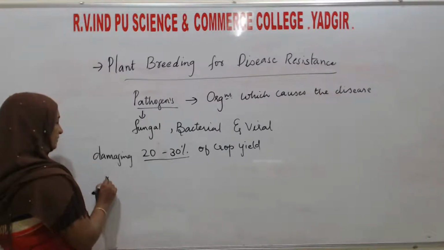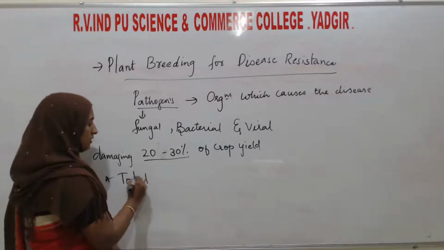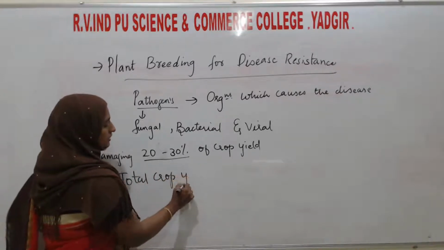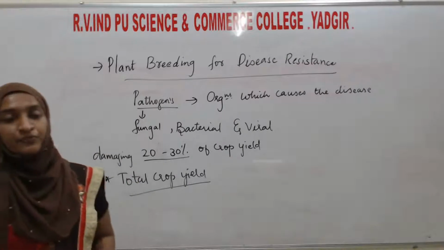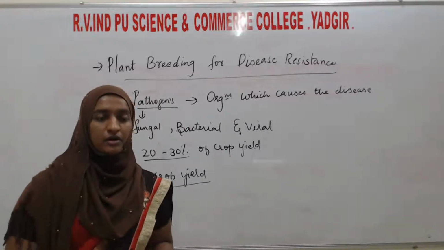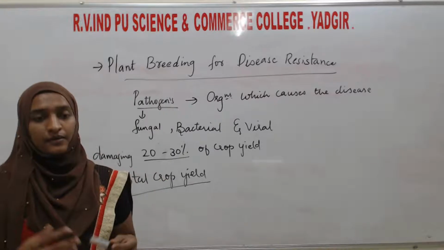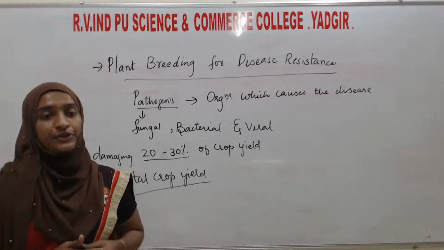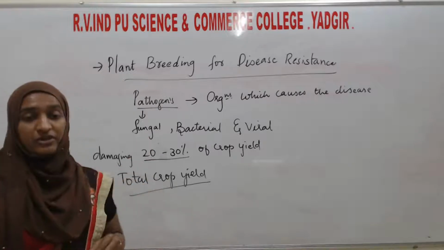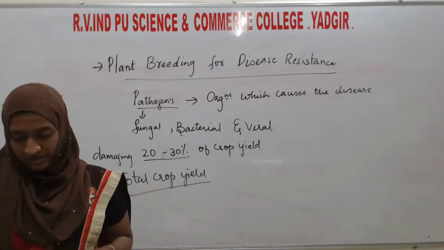But sometimes what happens is the total crop yield is destroyed, by which the farmers, whatever the crop yield will be there, will be in total loss. Why? Due to these fungal, bacterial or viral diseases.